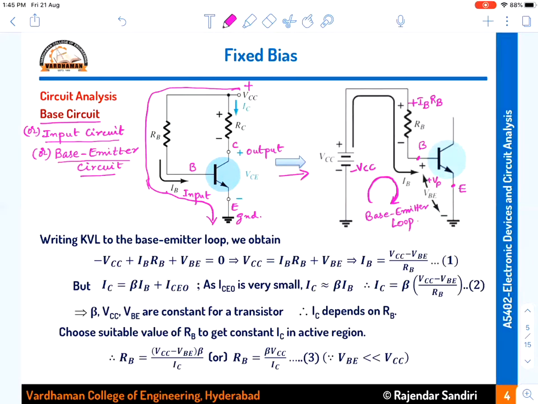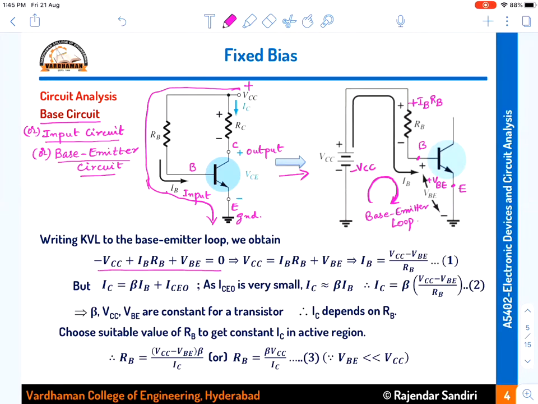So in this loop, if you keep adding the voltages, in the battery it is minus VCC, in the resistor it is plus IB RB, and across the base emitter junction the voltage is plus VBE. If you add all these three, you will get the KVL equation like this. I hope you are understanding. Minus VCC plus IB RB plus VBE is equal to 0, applying KVL to the base emitter loop in the clockwise direction.